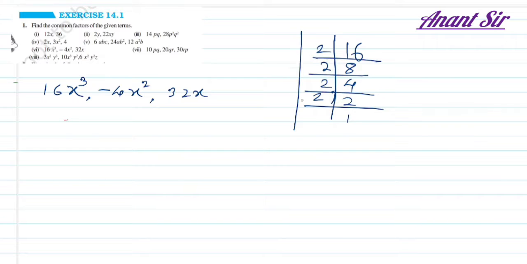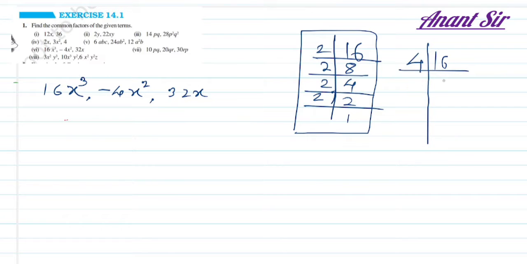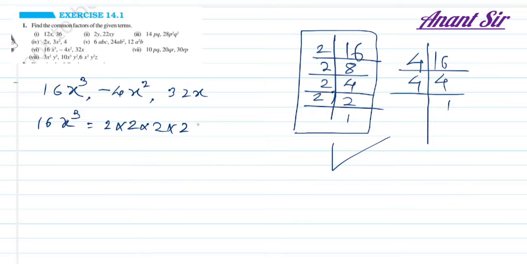You have to remember one thing which is very important. If you do it by this method, you should not do it like this, that you are dividing by 4 getting the answer 4, again you are dividing by 4 getting the answer 1. So you will write the answer as 4 times 4, but these are not the prime factors, okay. So always remember, if you are doing this vertical method, you have to always divide by prime numbers only, okay? So 16x cube I can write as 2 times 2 times 2 times 2 multiplied by x cube, which is x into x into x.